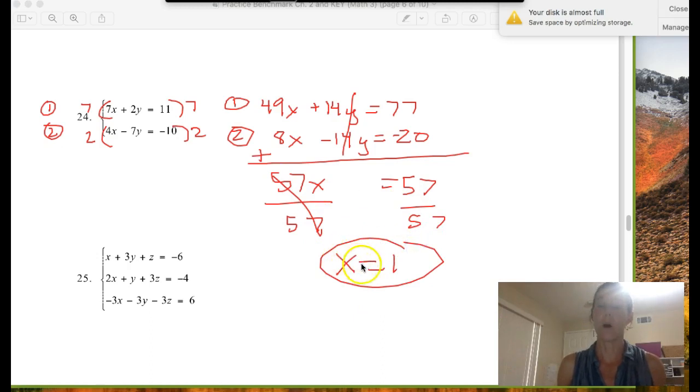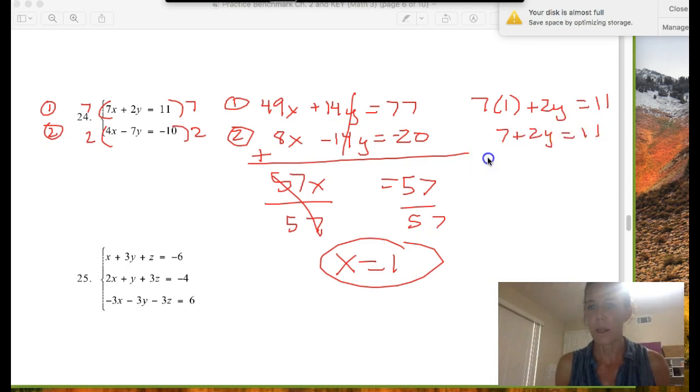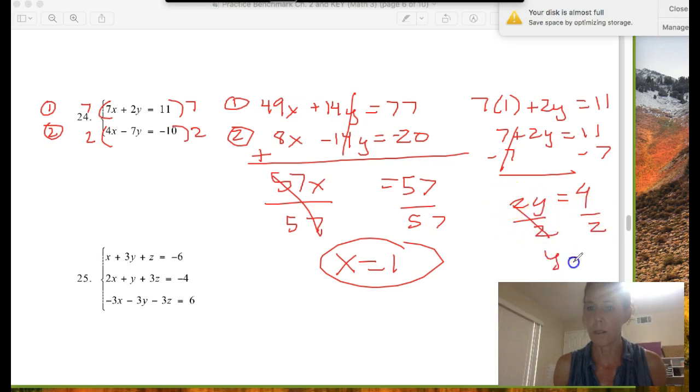Now I found x. I can plug into any of the originals to get y. So, I don't know, plug into 1. We're going to go 7 times 1 plus 2y equals 11. So 7 plus 2y equals 11. Subtract 7 from both sides. 2y equals 4. Divide by 2. And then y is going to equal 2.